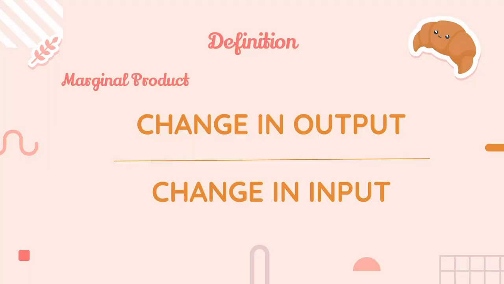Hi, today we'll be looking at the law of diminishing marginal product and its effects on the market, with the Cheesecake Factory as our example. First, marginal product is the amount of change in output resulting from a change in input, also known as additional product produced.